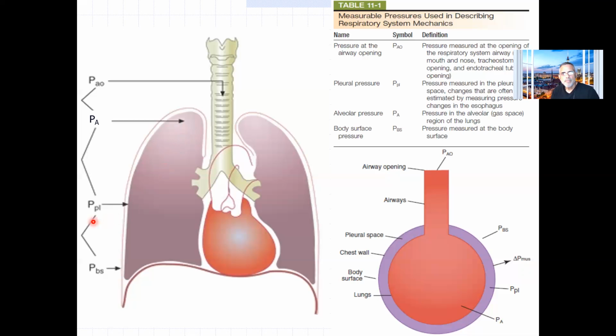Okay? And then our pleural pressure, again, is looking within the pleural space, and then body surface pressure is what's being exerted on the chest wall and the body itself. Okay? So as you do your reading, I'd have you read Egan, and when Egan says one of these, then come back to these graphics and try to look at what Egan might be talking about.